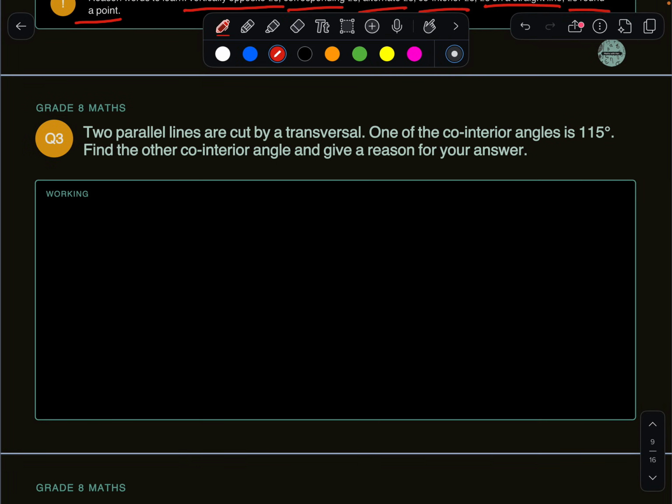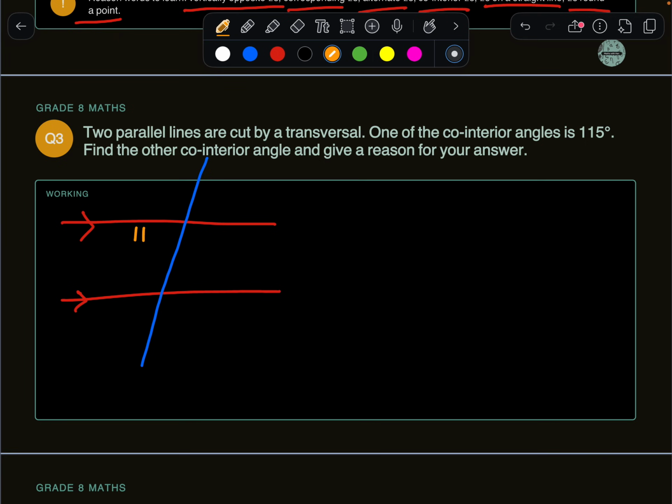2 parallel lines are cut by a transversal. So we have 2 parallel lines. They are cut by a transversal, which just means there's a line that goes through them. These lines are parallel. One of the co-interior angles is 115 degrees. Find the other co-interior angle. So let's just make that X, and give a reason for your answer.